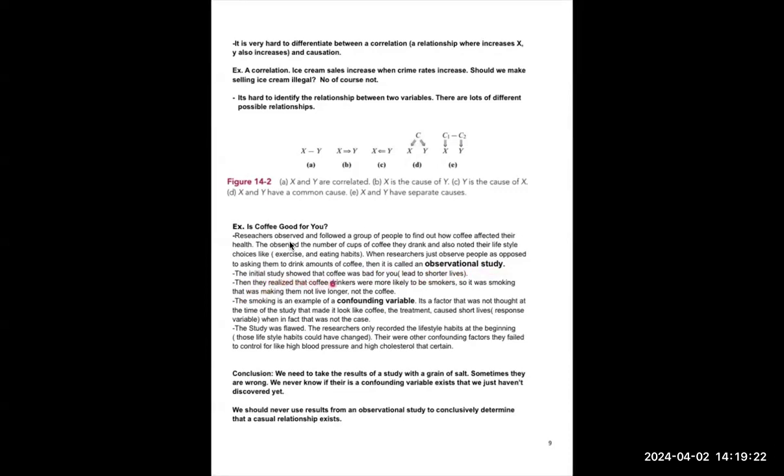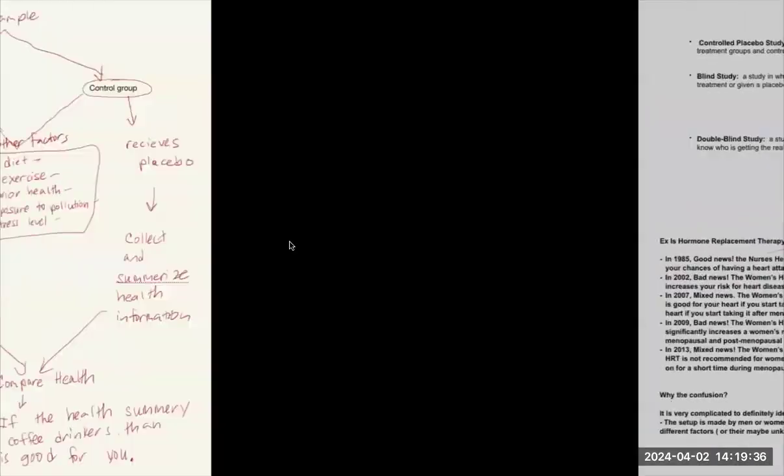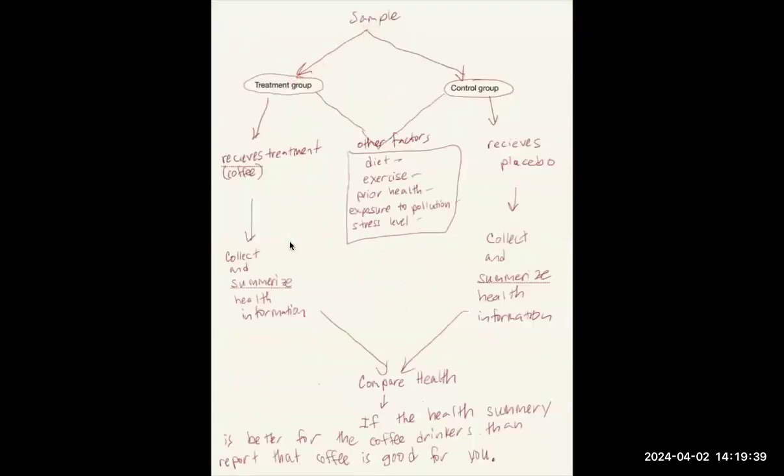So the initial study showed the coffee was bad for you. Then, after the study was done, they realized that coffee drinkers are more likely to be smokers. So looking back at this picture, when they separated people into two groups, which you do in an observational study too, the ones that don't drink coffee, the control group, and the ones that do drink coffee, the treatment group, and then at the end you compare their health. Well, they didn't realize that they actually had a higher ratio of smokers in the treatment group.